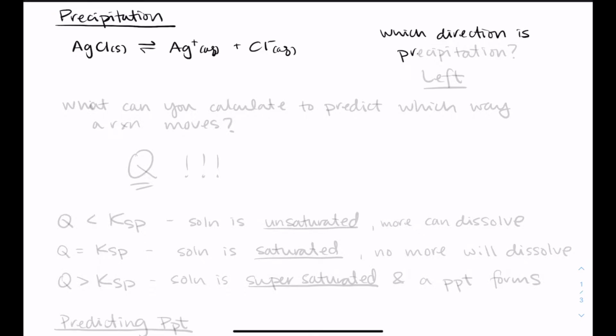So take a look. When we're saying that something precipitates, that means it turns into a solid. So the reaction shifting to the left would be precipitation. So going to the right is dissolving, going to the left is precipitation. So my next question is, what can you calculate to predict which way a reaction moves? What do you already know how to calculate?